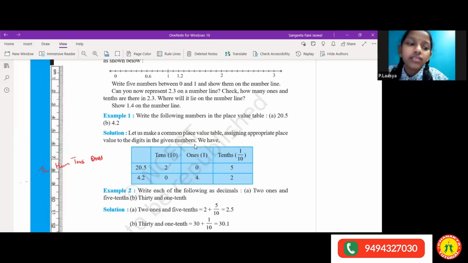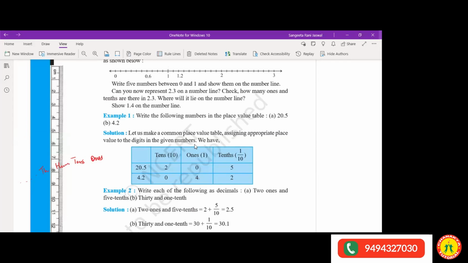These places start from the right side and move towards the left: ones, tens, hundreds, thousands. On the right side of the decimal point, we have place values like tenths, hundredths, thousandths. We do not have a ones place there, since ones is in the middle only. This is not tens, this is tenths, then hundredths, thousandths. We write them as 1 by 10, 1 by 100, 1 by 1000. On this side we have ones, then tens, then hundreds, thousands, and so on.